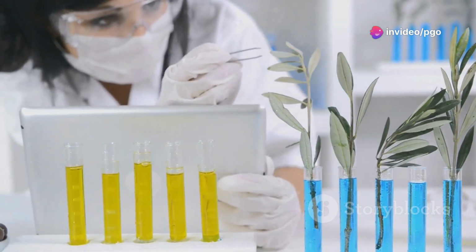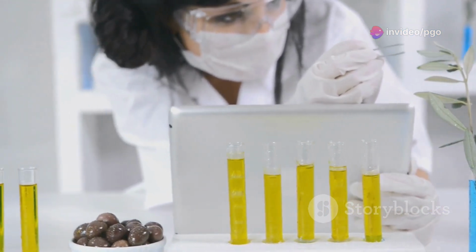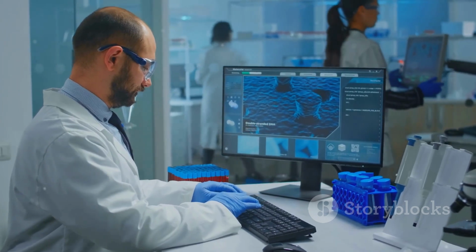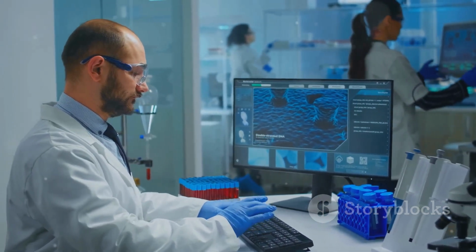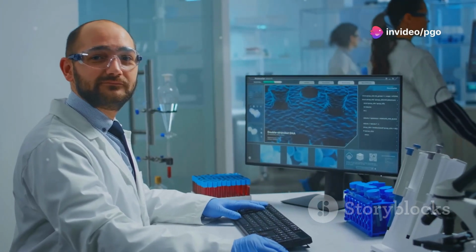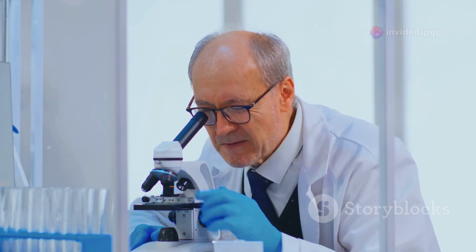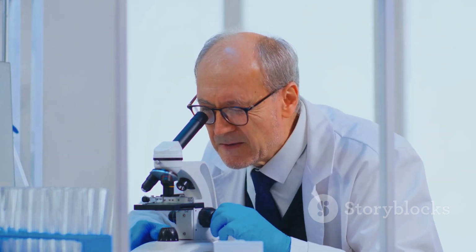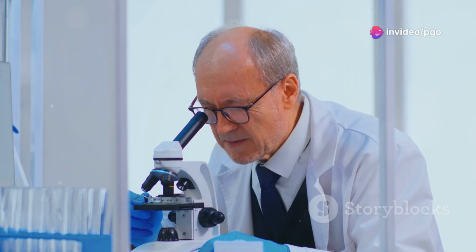Logging the specimen into the LIS. The specimen is assigned a unique identification number and logged into the Laboratory Information System, LIS, creating a digital record of its arrival and tracking its progress through the testing process. If any discrepancies or issues are identified during the receipt and acceptance process, the laboratory contacts the ordering provider to resolve the issue before proceeding with the analysis.